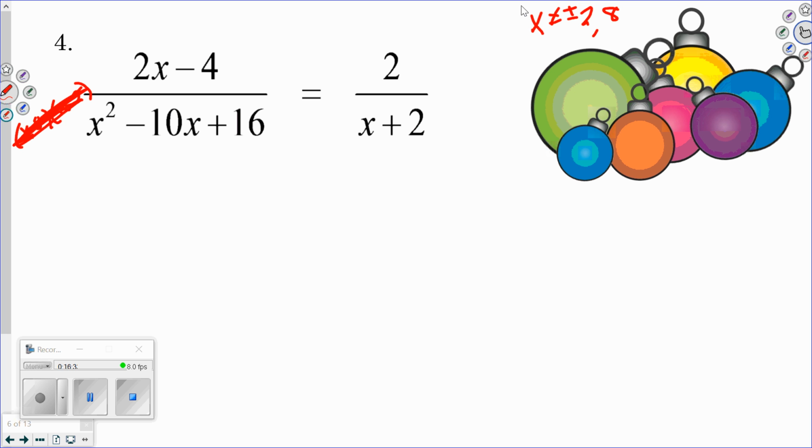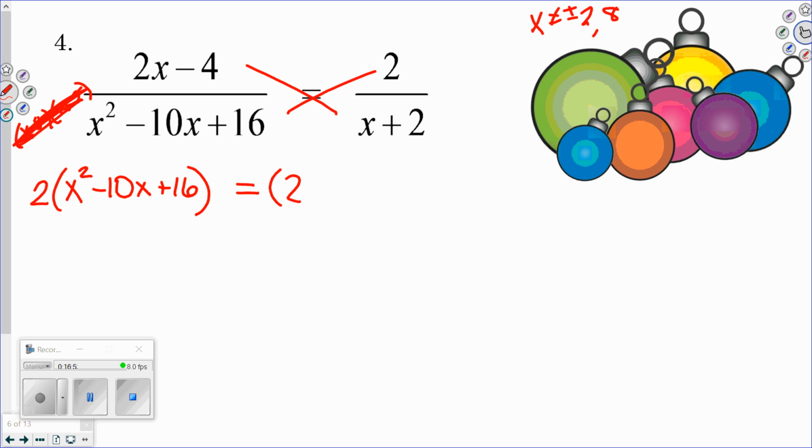If you look at your paper, does it say factor denominators first? No, not on this set. If I was adding and subtracting, yes, but not here. All right, so we're going to cross multiply. So 2 times x squared minus 10x plus 16 equals 2x minus 4 times x plus 2. And again, that's why I've shown you step by step what I'm writing down.